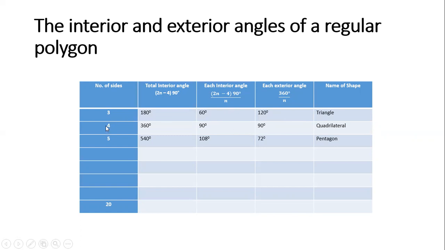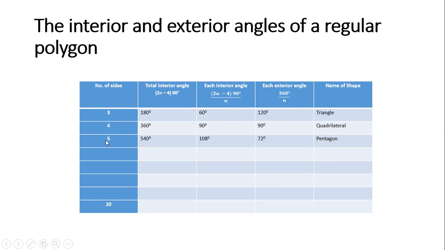The second shape, I also mentioned that earlier, is a quadrilateral having 4 sides. Total interior angle, 360 degrees. Each interior angle, 90. Then each exterior angle, which is 360 degrees divided by 4, is 90.